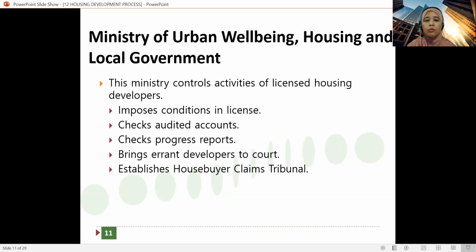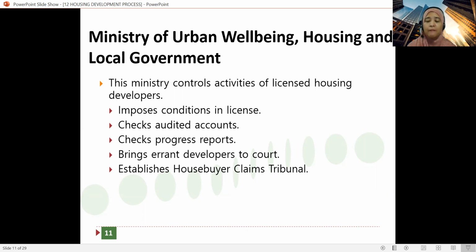Then what happens to errant developers? Developers yang buat salah tu mesti didakwa. So this is the responsibility of the ministry, melalui dia akan mendakwa the errant developers. They bring the errant developers to court. Okay, and finally, another way to control the housing developers is to establish house buyers claims tribunal.